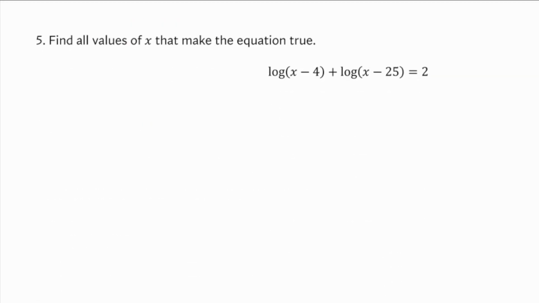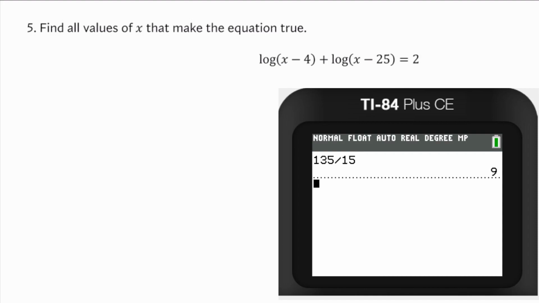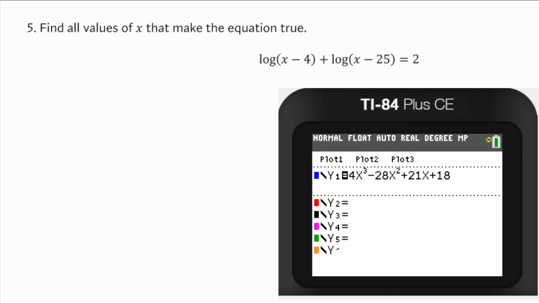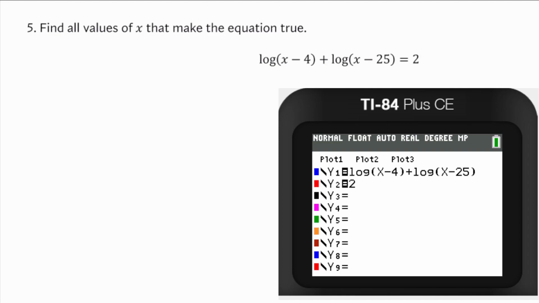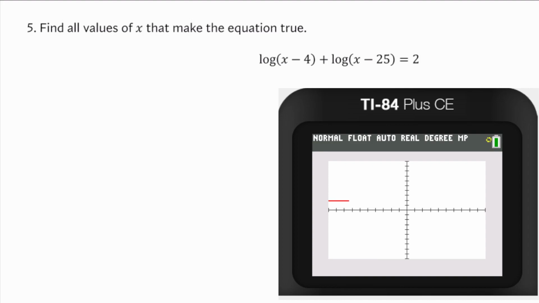Alright, so number 5, find all values of x that make the equation true. Now, I'll show you how a person would do this by hand after I show you how I want you to do it. I want you to be like, okay, this is an equation, but I've got a calculator available to me, so I'm going to use that calculator. I'm going to type in y1, this left side of the equation, type in the right side in y2, graph this thing on the standard window, and look for an intersection.